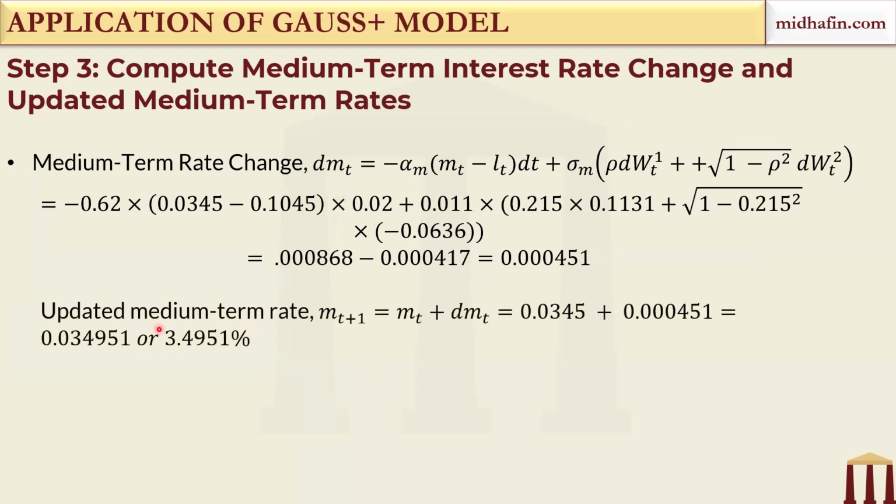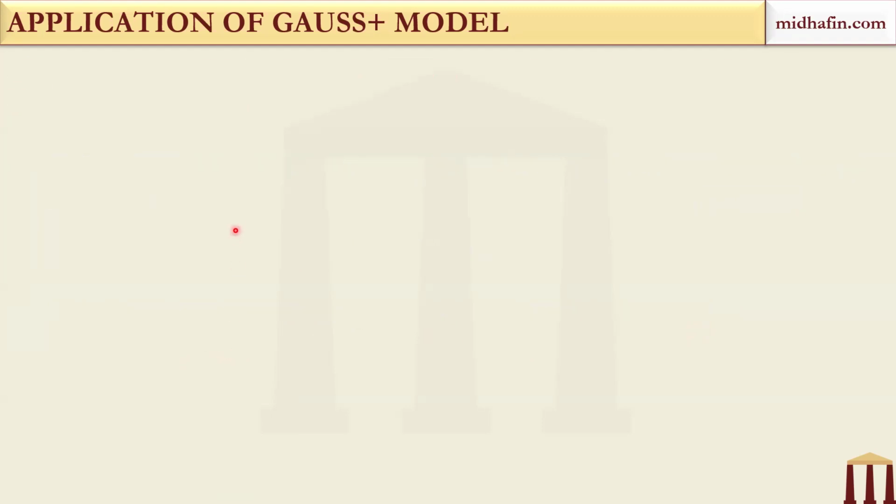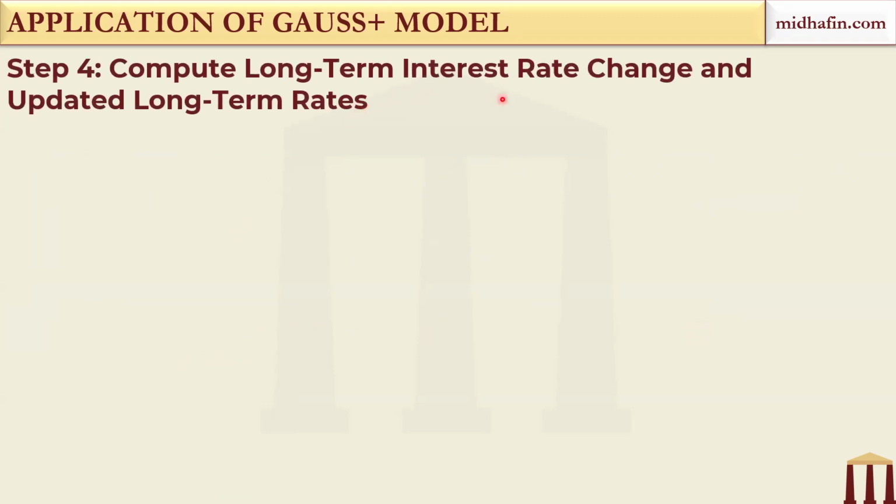So the updated rate is the earlier, the starting rate of 3.45% plus the change of 0.000451, or you can say 0.0451%. Whichever way you want to call it. So it will become 3.4951%. And finally, step 4, you have the computation of the long-term interest rate change and then its updation.